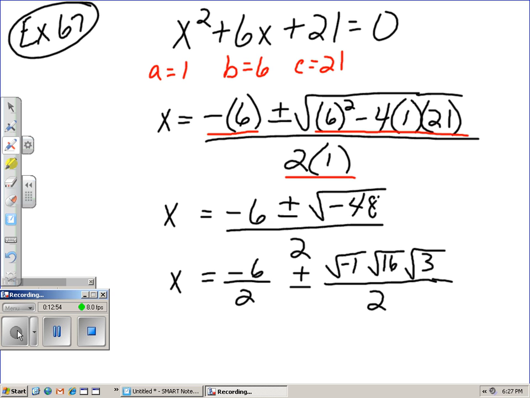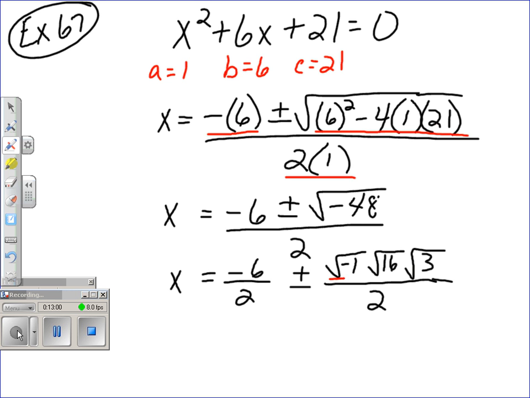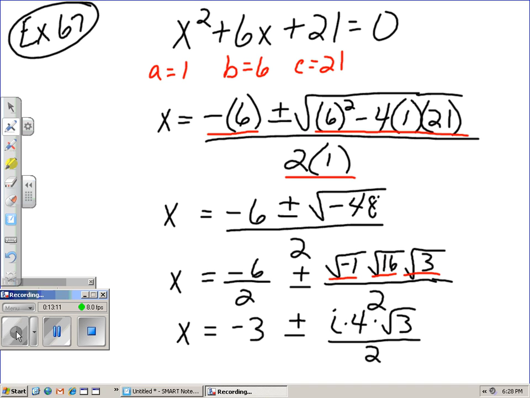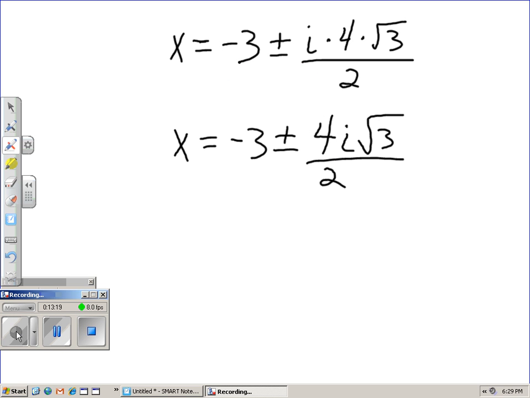And I did a whole lot on this step. I went ahead and split it into 2 fractions, because I usually do anyway. And I split the square root of negative 48 into square root of negative 1. That's going to be our i. Square root of 16, because it's a perfect square, it's going to turn into 4. And that's kind of our leftover square root of 3. So let's simplify. And I get negative 3 plus or minus i times 4 times square root of 3 all over 2. Let's make it look a little nicer.